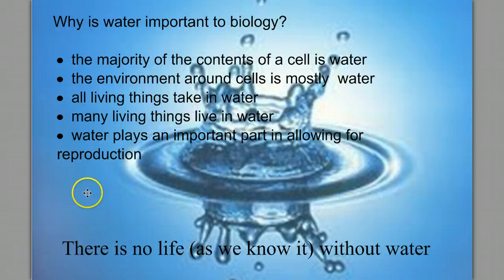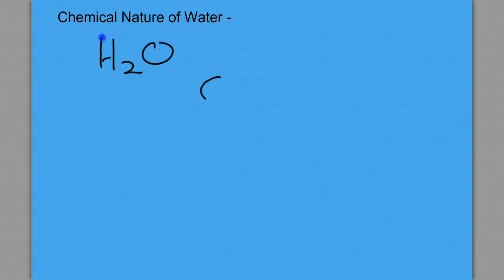So why is water important to biology? Well, there's no life as we know it without water. So let's take a look at the chemical nature of water. Water, H2O. If we look at it structurally, we have one oxygen atom bound to two hydrogen atoms.